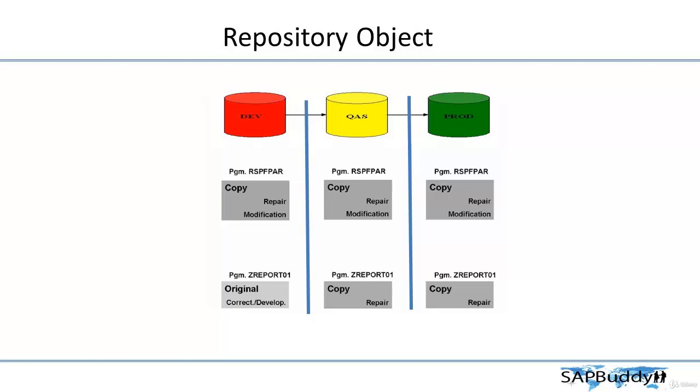Now let's say you have your own object, or our own program. In that case, the changes will be referred to as a correction or a development in the development system, and in the quality and the productive systems this will be referred to as a repair.